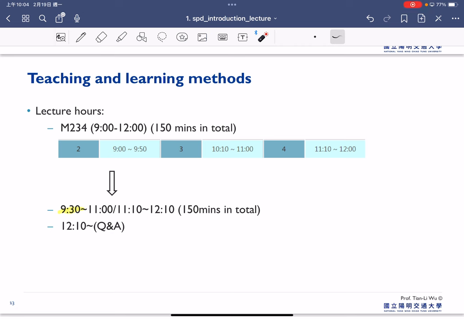And we will have the class until around 12:10, and then the rest of the time will be Q&A. If you have any question, you can come to talk to me after the class. So we will start this arrangement from next week. From next week till the end of the semester, our class will start from 9:30.